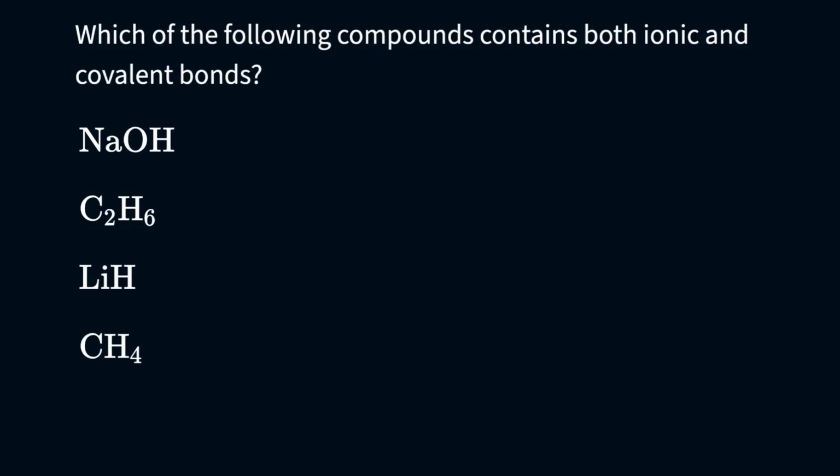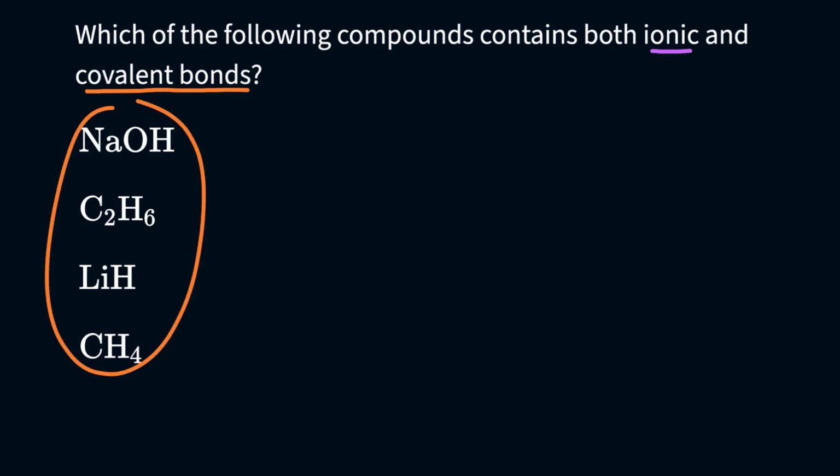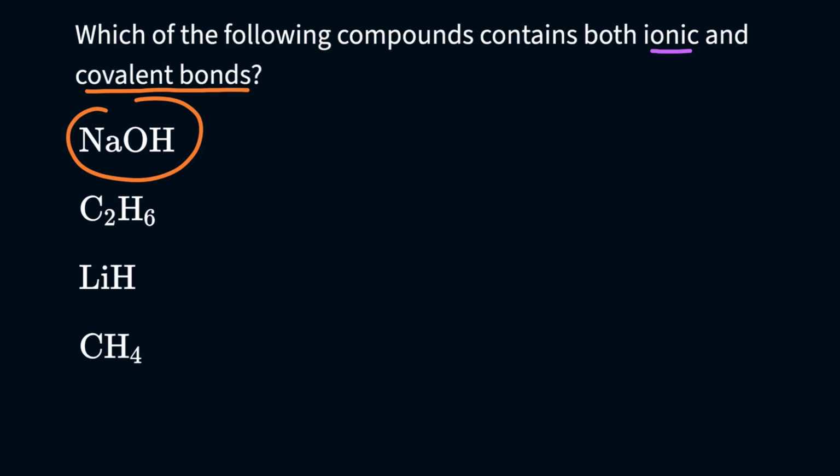Which of the following compounds contain both ionic and covalent bonds? And then we have basically an A through D type of example here. Would it be sodium hydroxide, NaOH? Ethane, which is C₂H₆, lithium hydride, LiH, or methane, CH4. We just have to make sure that they've got both bonds. So let's start off with ionic, right?